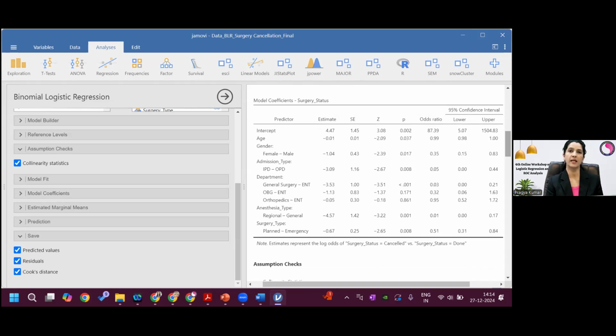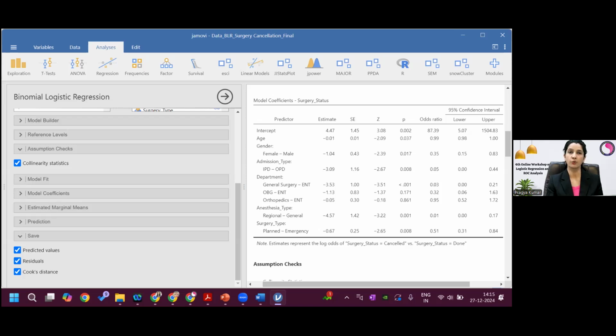The interpretation depends on how you want to interpret: as a percentage or as an odds. Let's say we were discussing gender. The odds ratio for gender is 0.35. So you can say that the odds of surgery cancellation were less in female. How much less? If you have to express it as a percentage, you deduct 0.35 from 1, that is, 100 minus 35, which is 65%. So there was 65% less odds of surgery cancellation in female as compared to male.